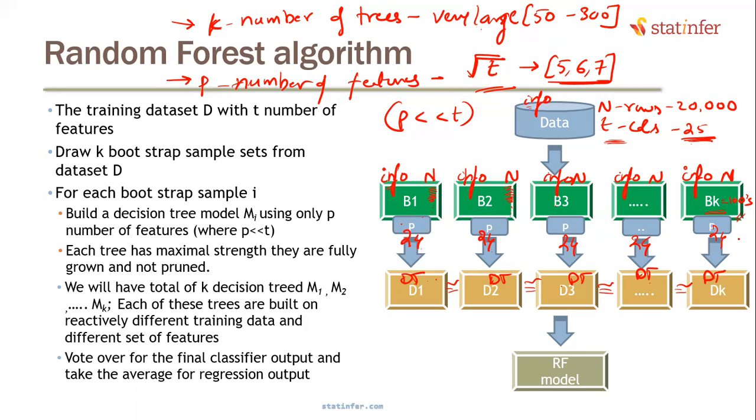The number of trees or the number of bags, how many bags you should collect, that has to be a very large number. Inside each bag the number of rows will be the same as the overall number of rows. What I'm saying is the count of bags, the number of trees, has to be a very large number, 50 or 100 or 150 or 200 or 300. P, the number of features, has to be a very small number, usually somewhere around square root of T. That is where we have to take.